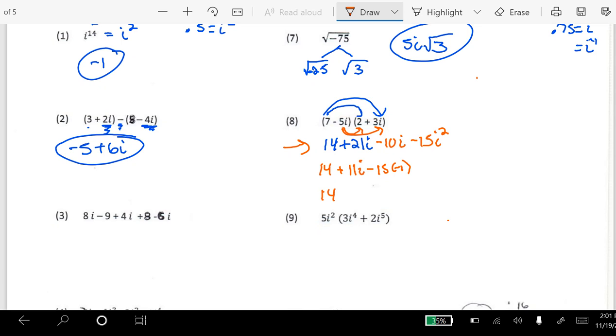So we'll have 14 plus 11i. And this will be a plus 15. And then your final answer will be 29 plus 11i.